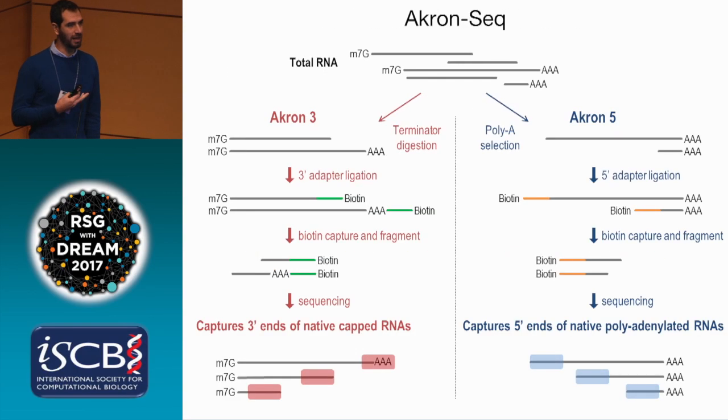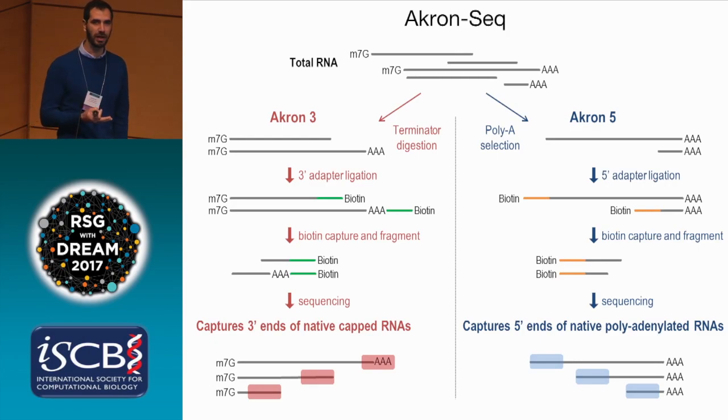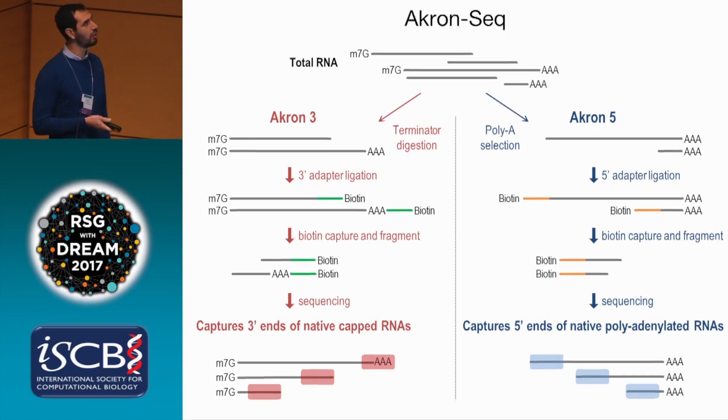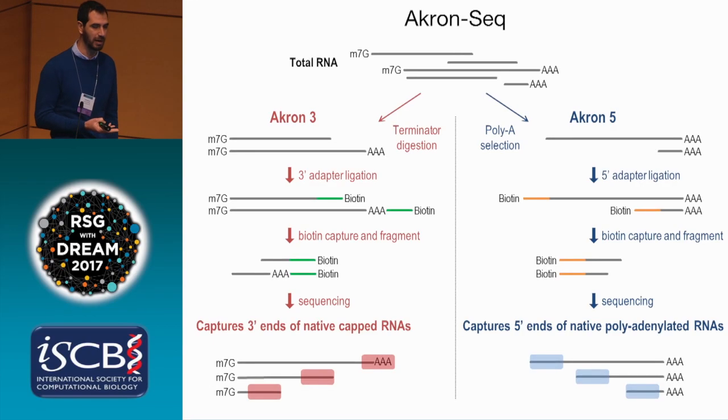So to address that, a critical step is to be able to identify the 5' end and the 3' end of the mRNA simultaneously. So what we did is we developed a new protocol, which we call Acron-seq, and it basically consists of two sub-protocols, Acron-3 and Acron-5. In Acron-3, we sequence the 3' ends of capped RNAs, and in Acron-5, respectively, we sequence the 5' ends of polyadenylated RNAs. So in both cases, we know where the 5' and the 3' end of the mRNA is.